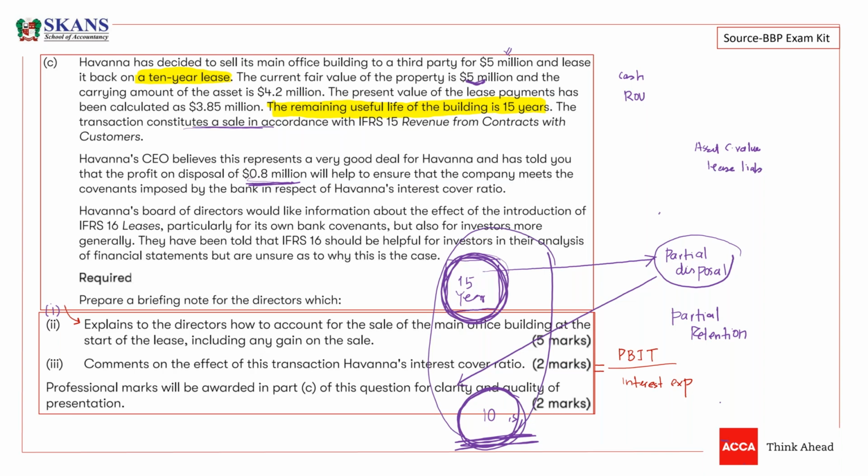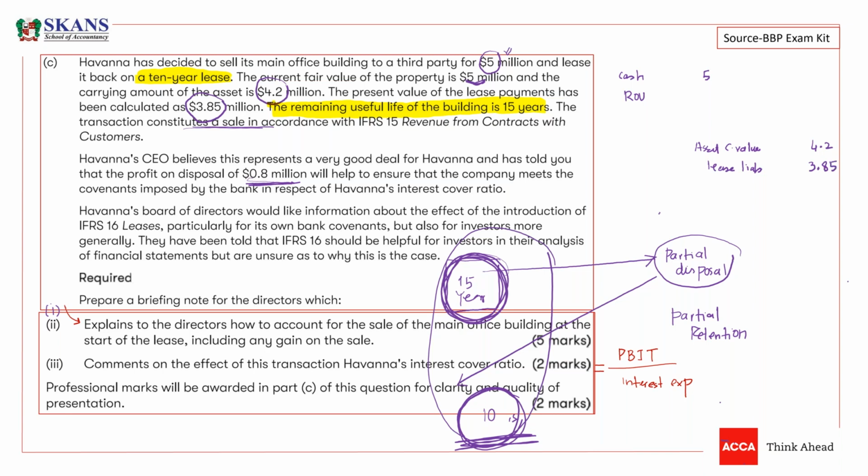So we are going to sell it for 5. It means the cash received would be 5. They are saying the carrying value is 4.2, so we are going to derecognize 4.2. They are saying the lease liability is 3.85. So the liability is 3.85.